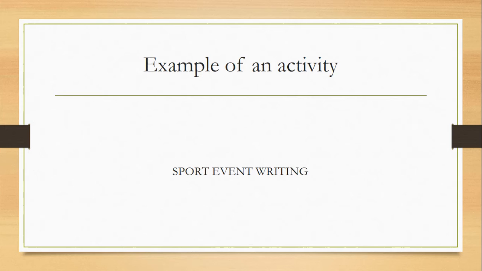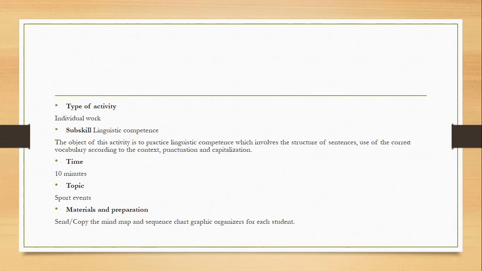Well, now I'm going to explain in detail what we have in each part of an activity. First, we have the name, that is, in my case, this example is sport event writing. Then we have the type of activity. In this case, it means if you are going to work alone with your students, or if they are going to work in groups or in pairs. In this activity it is individual work.